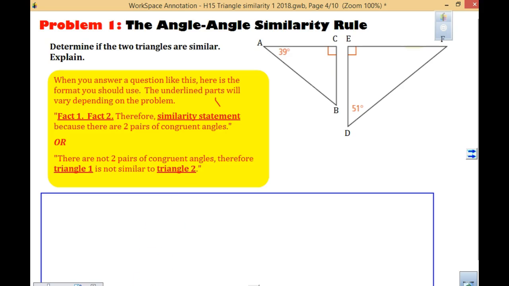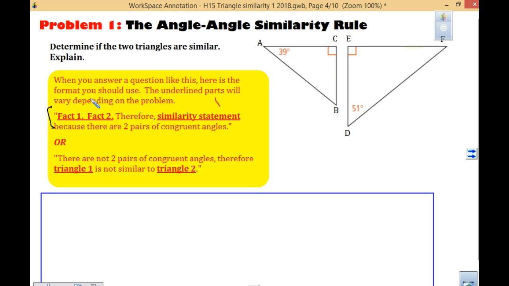Keep going. When you answer a question like this, here is the format you should use. The underlined parts will vary depending on the problem. Fact 1, Fact 2, therefore, similarity statement. Because there are two pairs of congruent angles. So when you look at your homework, your answers will look like this. You're going to give me the two facts. You're going to tell me the two angles that are congruent. That's going to be fact 1 and fact 2. Therefore, you'll say these two triangles are similar because it has two pairs of congruent angles.